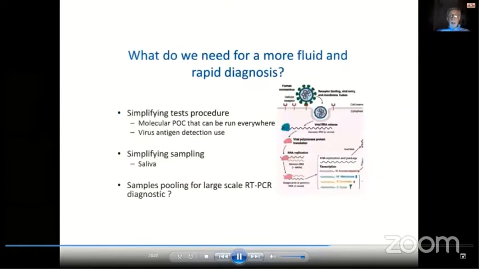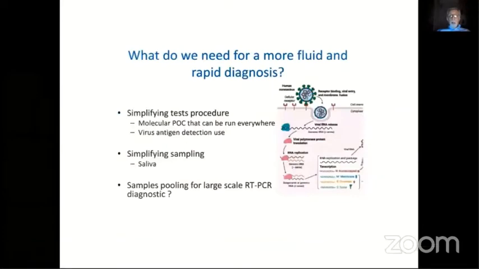What is really important in laboratory medicine? We need to simplify the procedures as much as possible. There is also, for some parts, point of care testing. This is really very important. We may simplify the sampling, like utilizing saliva. We may also pool some samples when you have to screen a very large population.